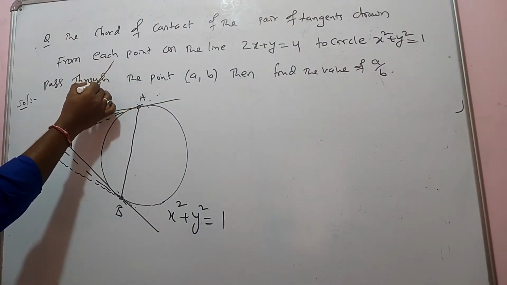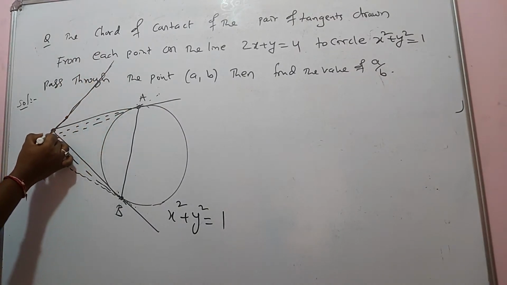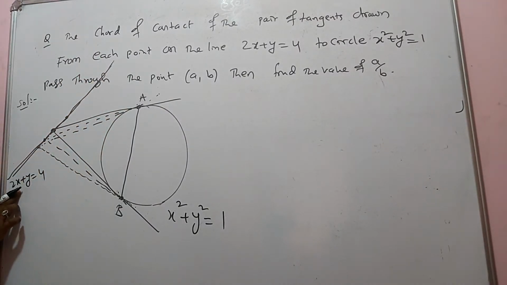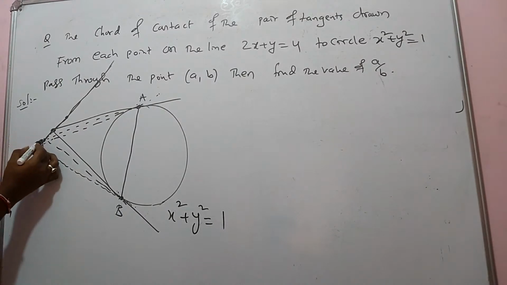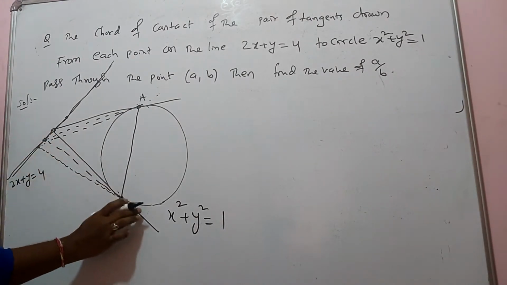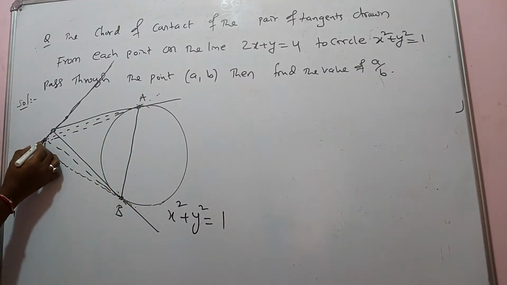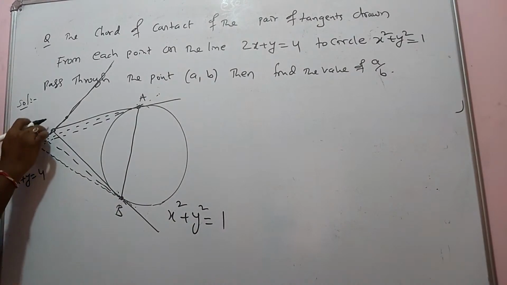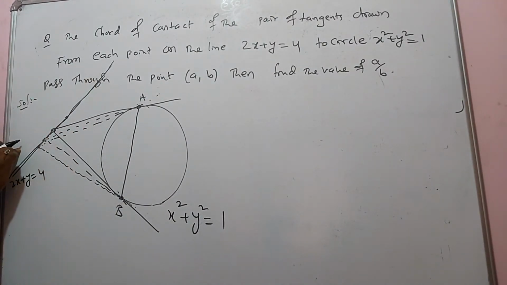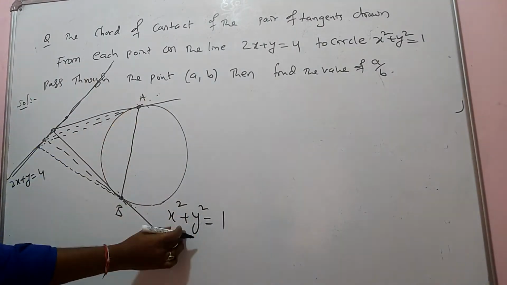So let us take a line. The name of the line is 2x plus y is equal to 4. On this line, I am taking every point and drawing the pair of tangents to this circle, x square plus y square equal to 1.